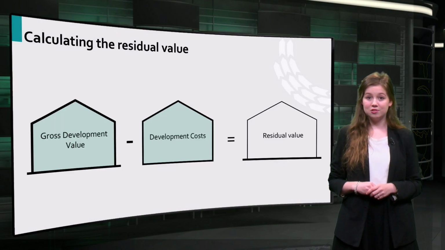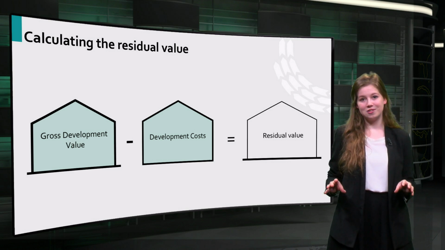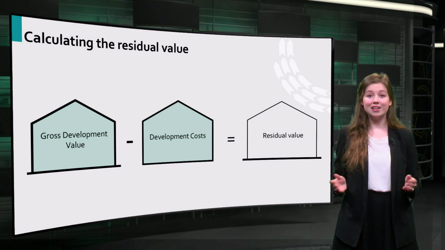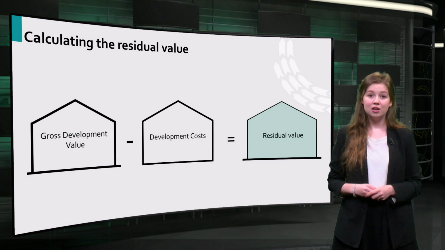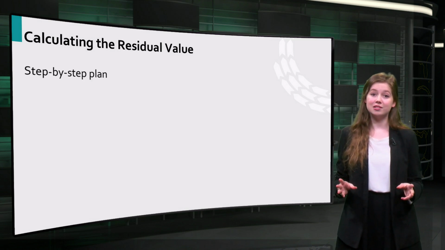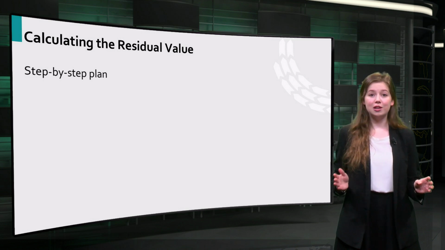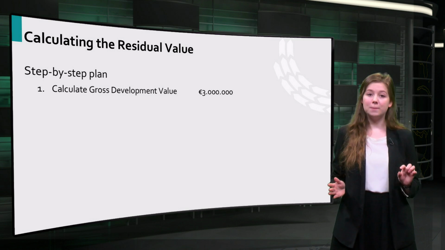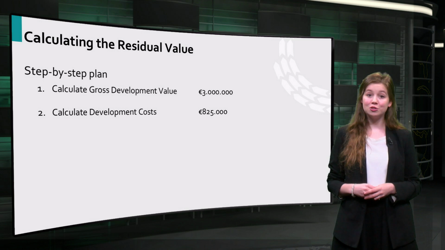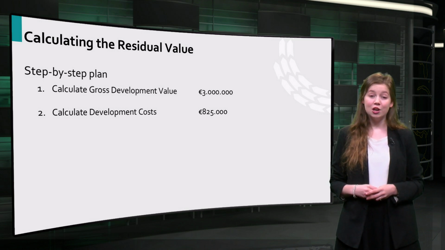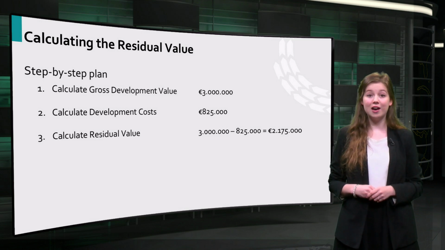With these calculations, you have now determined the gross development value and the development costs. With these numbers, you can easily calculate the residual value of a specific reuse concept. The residual value can be calculated with the following step-by-step plan. The residual value equals the gross development value minus the development costs. So, in the example of the conversion of the Westplantsoen building to dwellings, the residual value equals €2,175,000.